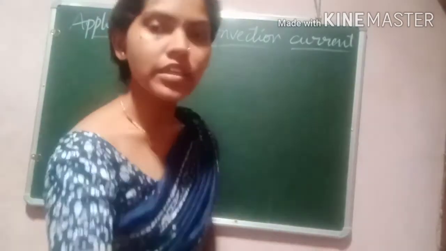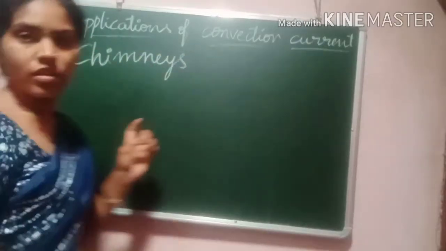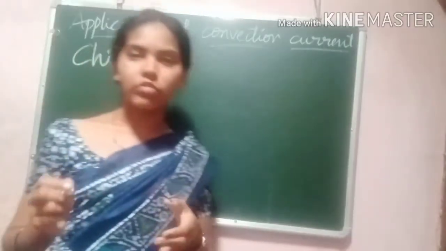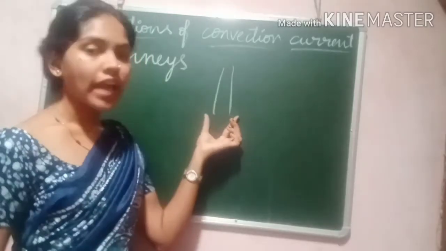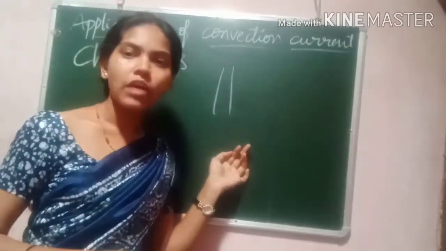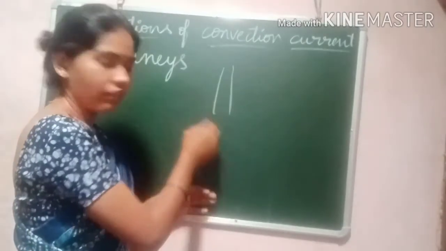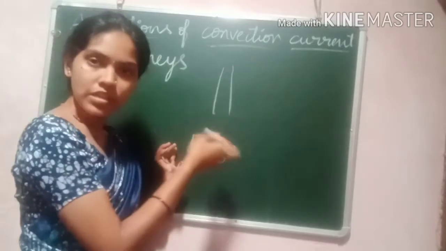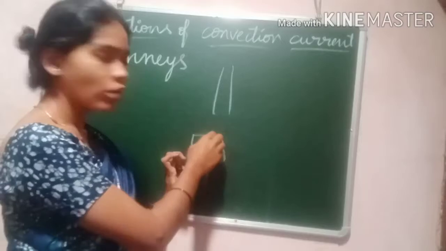So the first application is the chimney. In the case of chimneys, what happens? You might have observed chimneys in factories or in houses. The smoke and the gas will be removed through these chimneys. When you heat any substance, it produces smoke or gas, right? So in factories they produce a large amount of smoke and gases.